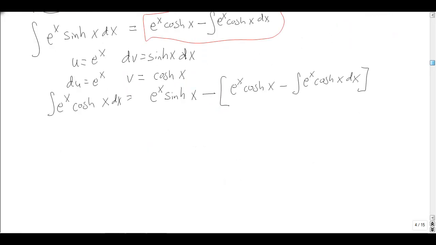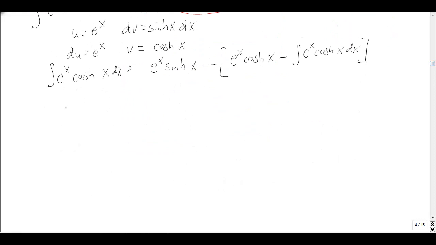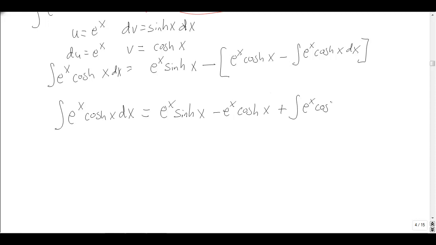So what we get now, if you look at this, let's distribute things. You get an integral e to the x cos x dx equals e to the x sinh x, distribute the negative, e to the x cosh x here, and then minus a negative is plus integral e to the x cosh x dx.